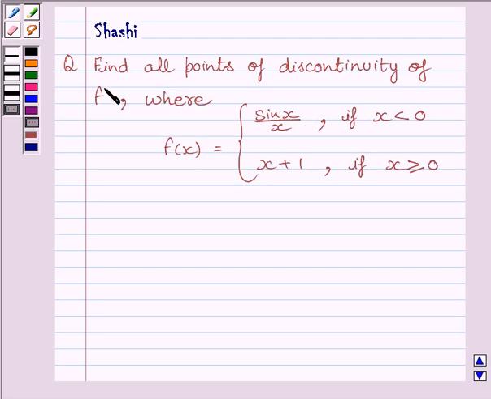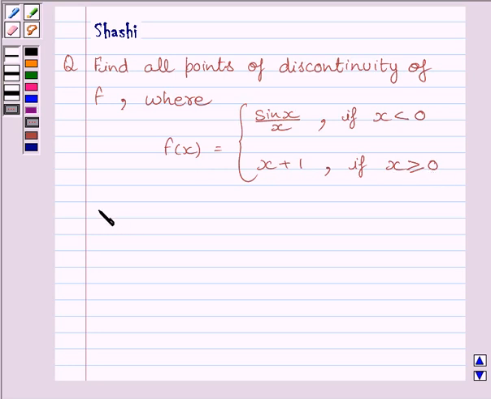Question says, find all points of discontinuity of function f, where f(x) is equal to sin x upon x if x is less than 0, f(x) is equal to x plus 1 if x is greater than or equal to 0.